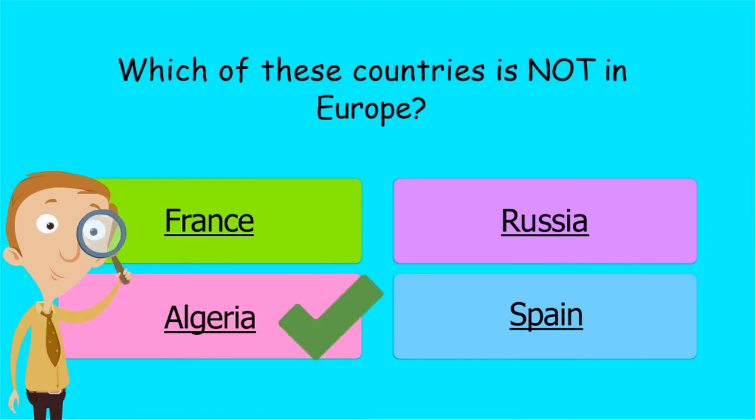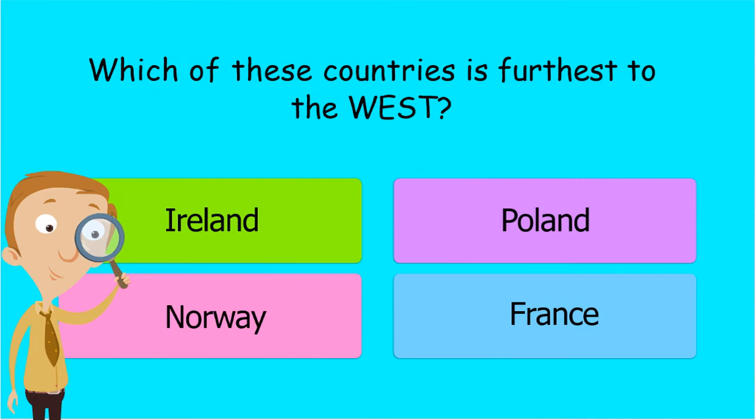The answer, of course, is Algeria. Give yourself a tick if you got it. And we move on to question 2. Which of these countries is furthest to the west? That's the left side of the map, in case you forgot. Ireland, Poland, Norway, or France? Pause the video, write down your answer. Well, the answer was Ireland. Give yourself a tick if you got it, and let's move on to the next question.